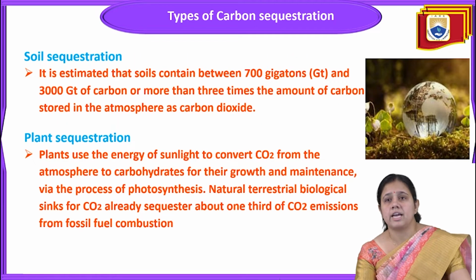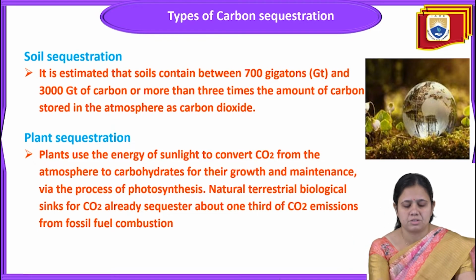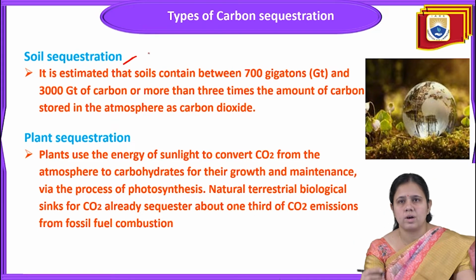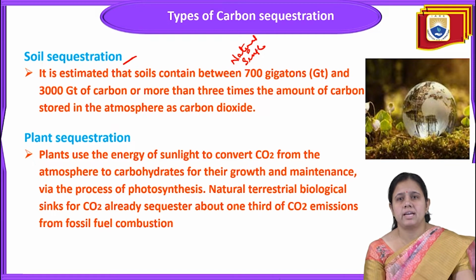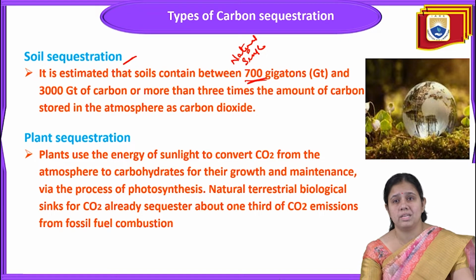Next is the types of carbon sequestration. The first one is soil. Soil is also a natural sink of carbon sequestration. It is estimated that soil contains between 700 gigatons and 3000 gigatons of carbon, or more than 3 times the amount of carbon stored in the atmosphere as carbon dioxide.